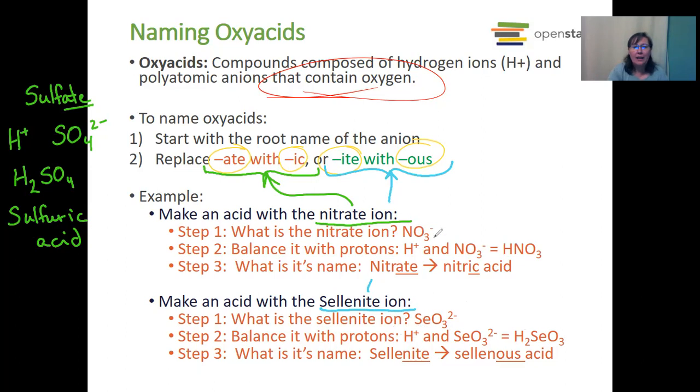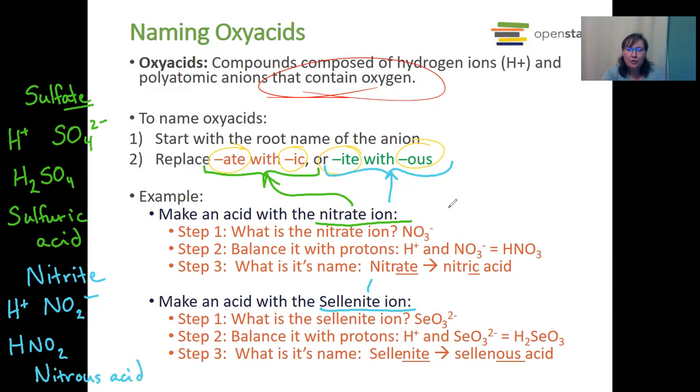Well, here we did nitrate. Let's take a look at nitrite. Nitrite is NO2 with a 1- charge on it. We balance it with protons, and they balance evenly, HNO2. The ite becomes ous, and we end up with nitrous acid. Nitric acid, HNO3, is very, very strong. Nitrous acid, HNO2, is significantly weaker. So you can see how we have to be very, very careful with what we're doing here.